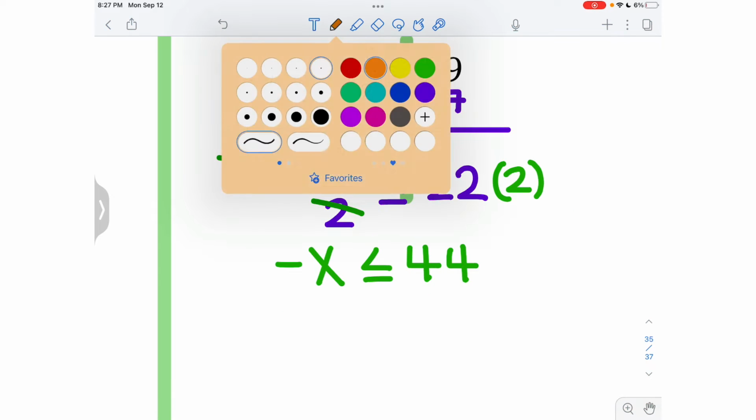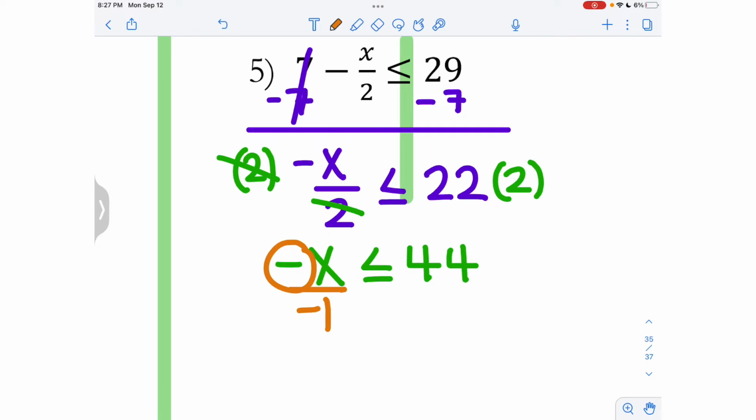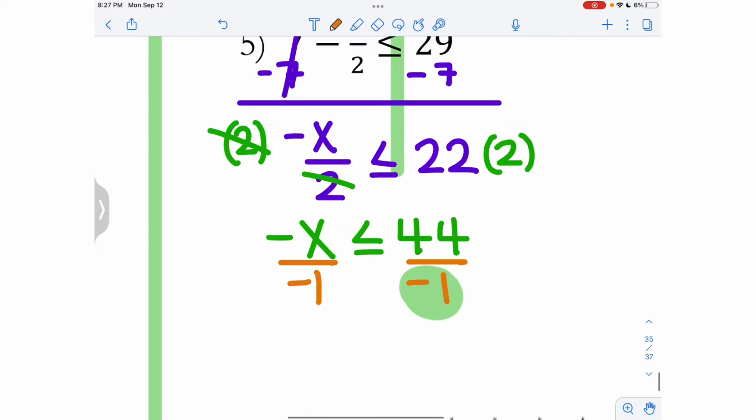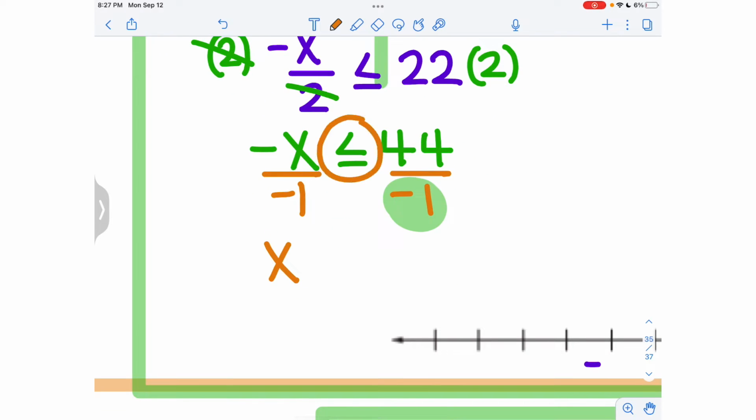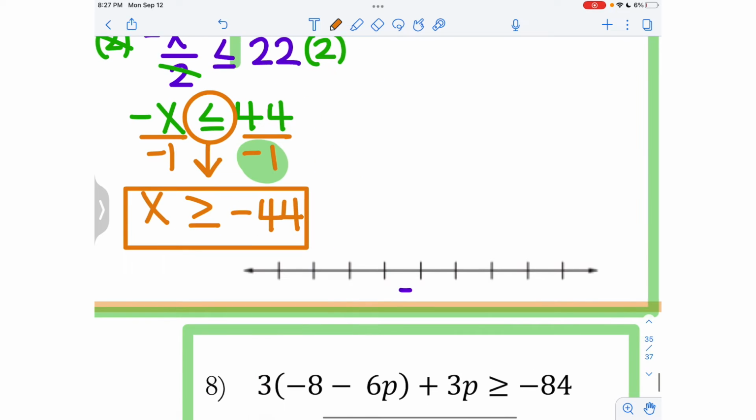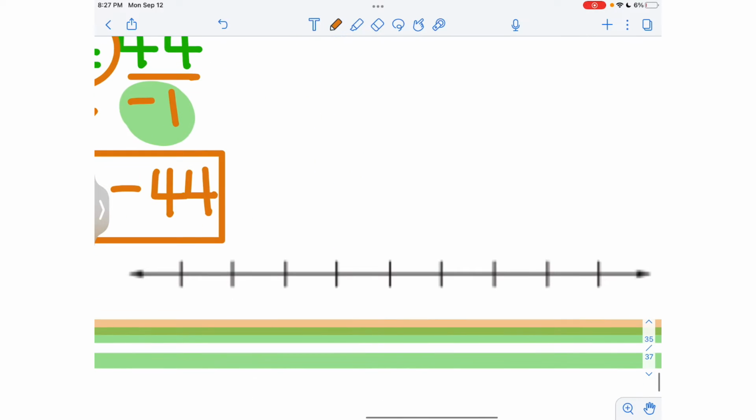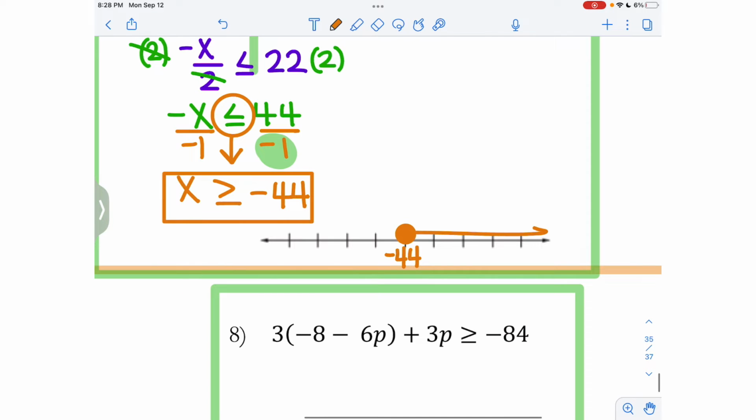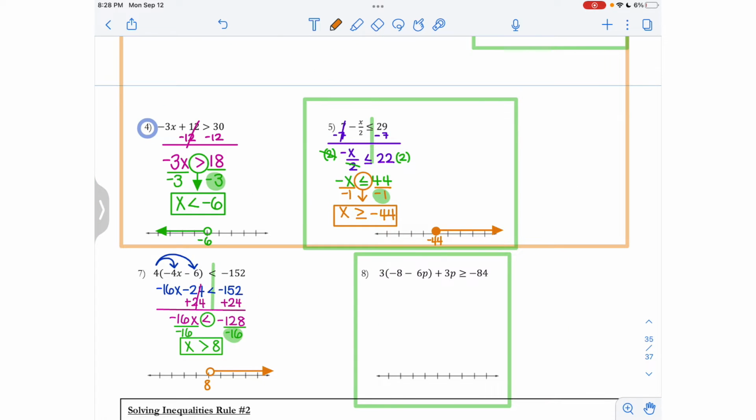Now I'm not done. I need to get the x by itself, and in doing so, I need to get rid of this negative by dividing over negative 1. Now I'm dividing by a negative number. So this is when I do flip the sign. This sign was less than, it is flipping to a greater than or equal to negative 44. That's my answer. And you don't have to count out 44 tick marks. You can just put a negative 44 right on the number line with a filled in circle going to the right because we are going greater than. All right.